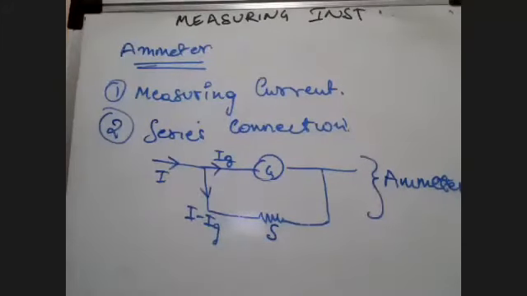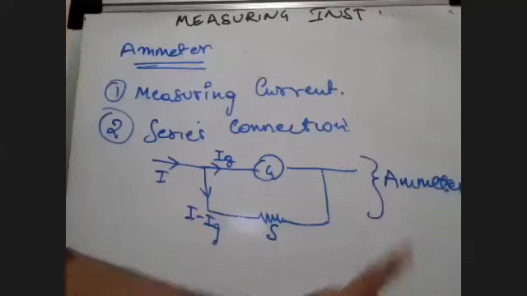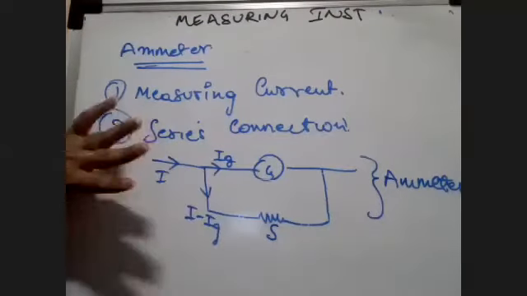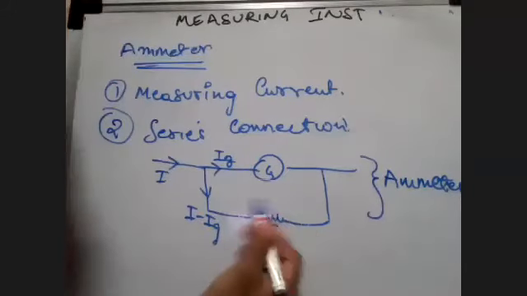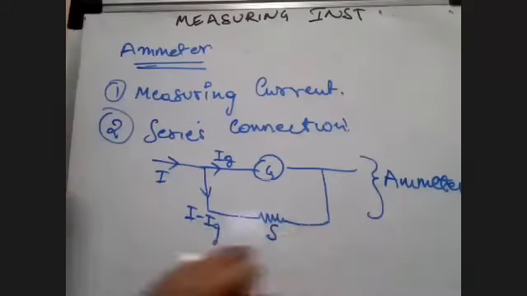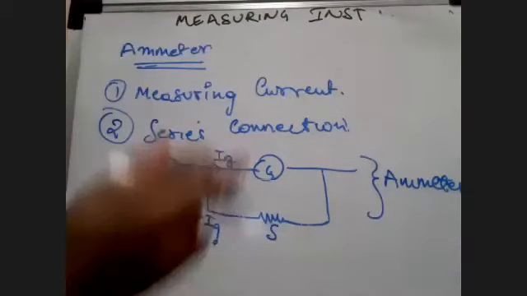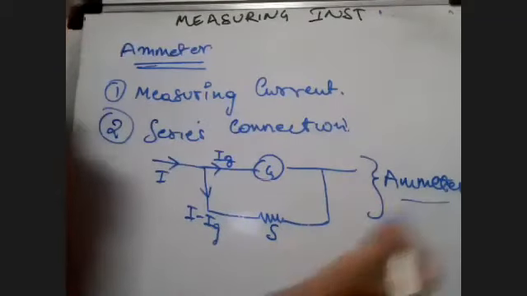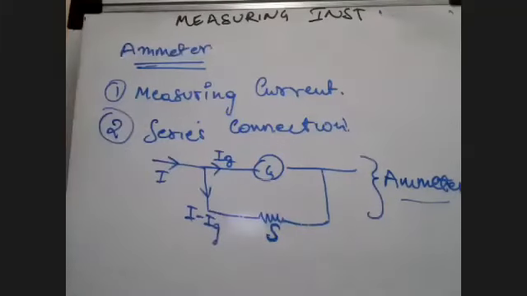Please remember one thing. When you are talking about an ammeter, the ammeter is this basic full system. This full system is called an ammeter. This alone is not called an ammeter, this is the galvanometer. When you connect a resistor across it, this full system becomes an ammeter. Please remember that when you talk about an ammeter, the shunt resistor is always connected in parallel to the galvanometer.